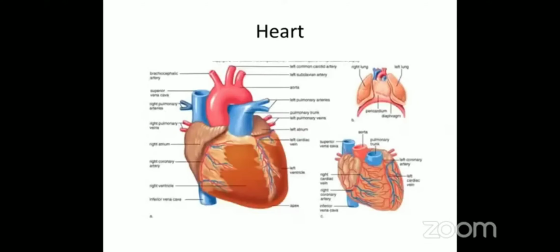So coming to the next part of thorax, the main two organs are the heart and lung. What should be known about the heart is the external features and internal features as well. Basically, the external features will include the surfaces and borders.